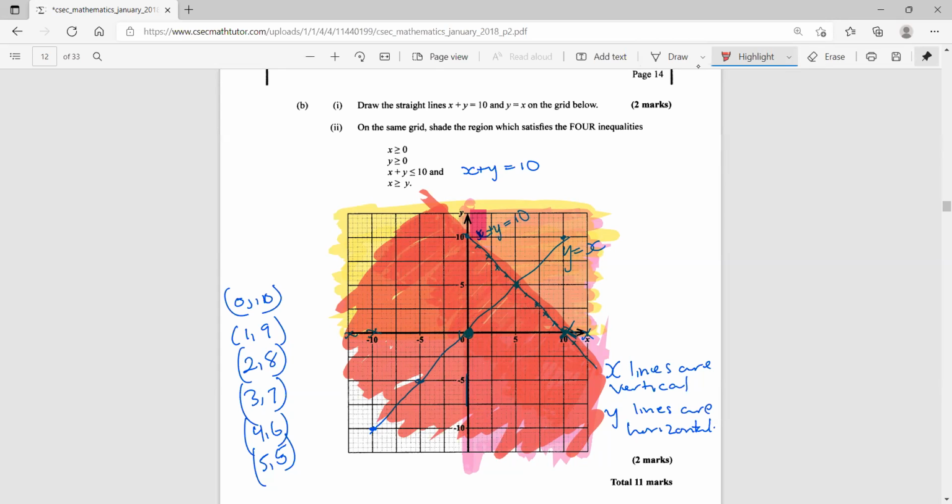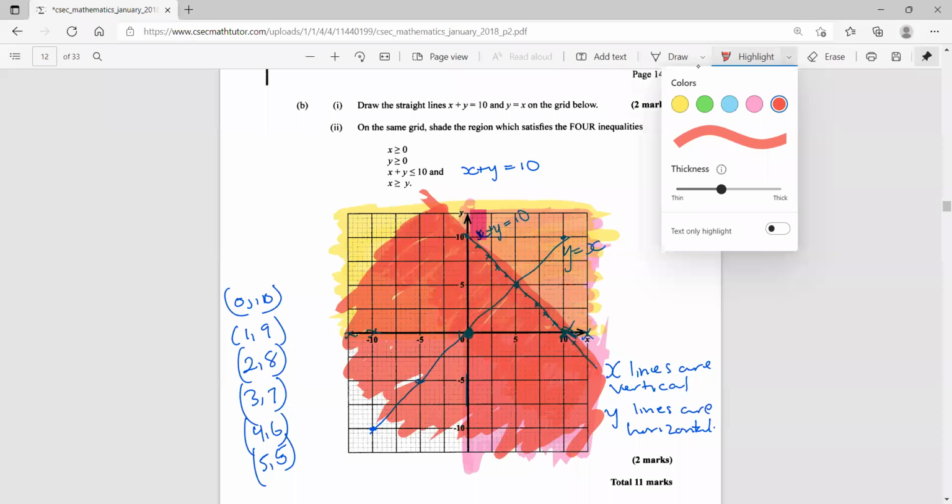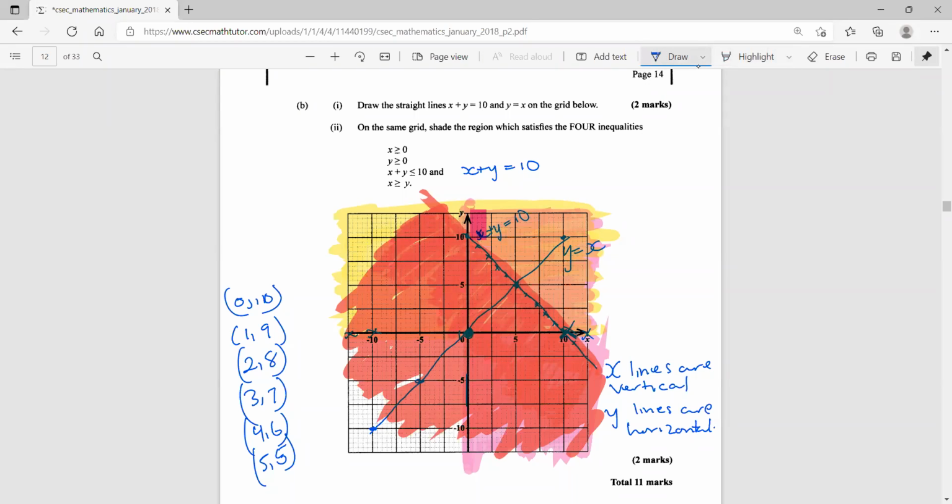And now they want x is greater than or equal to y. X is greater than or equal to y. So which line do we need to look for in this one? X equal to y. The x equal to y line. We have that line already, right? This line here, yeah? So where is the region x is greater than or equal to y on this line?